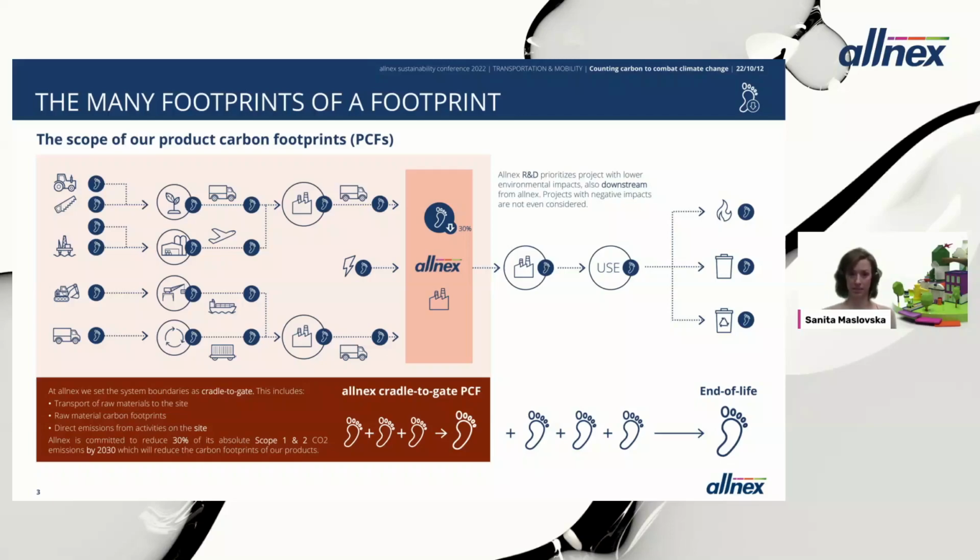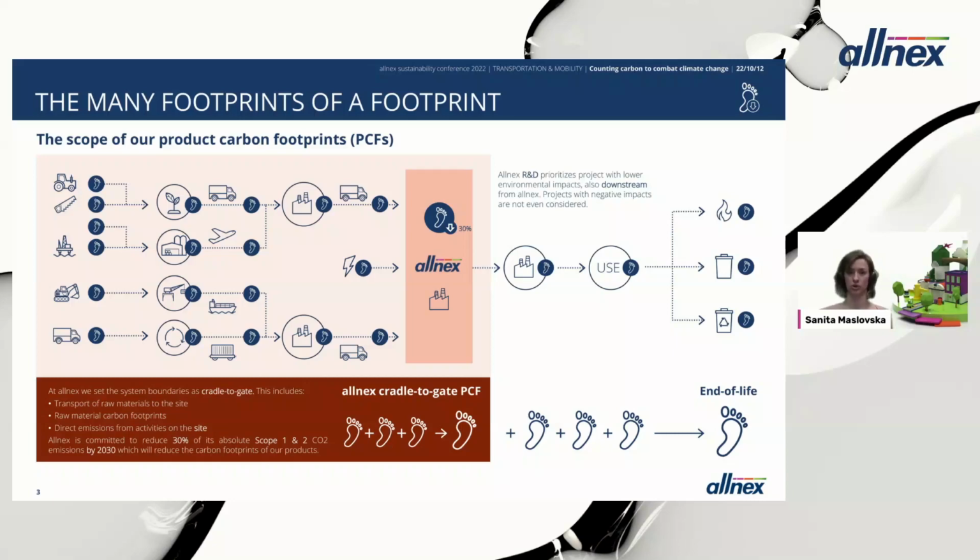And another thing I want to note is that this product carbon footprint that we will report is site specific. Why is that? Well, because the raw materials that arrive at each site are different. They come from different suppliers. They have taken different routes to get there. So they have a different carbon footprint. And of course, the site itself has a different carbon footprint.